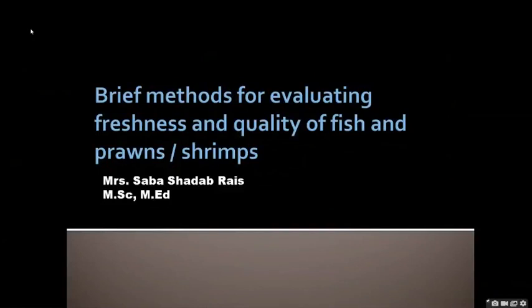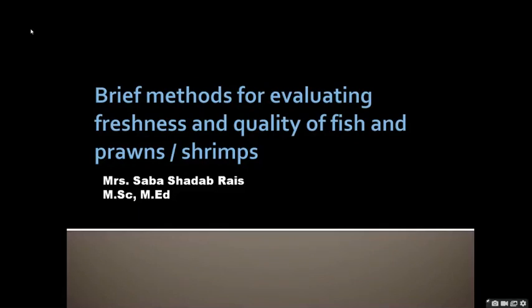So last lecture we all have seen what are the changes which occur after the death of the fish, that is the postmortem changes. In the postmortem changes we have learned that the first stage is death, and death occurs due to suffocation. So it causes hyperemia near the gills, and thereafter we have seen rigor mortis. In the rigor mortis, we have seen the pre-rigor, in-rigor, and post-rigor stage.